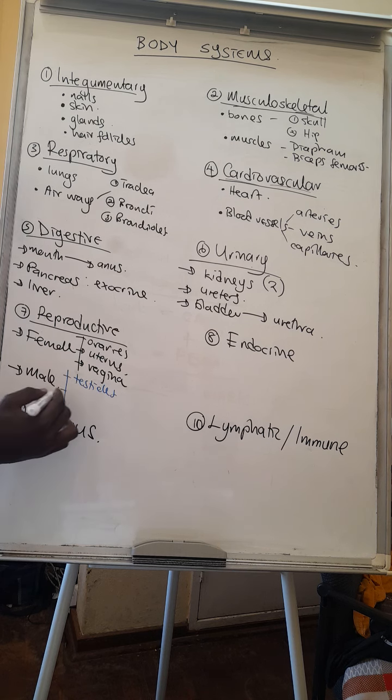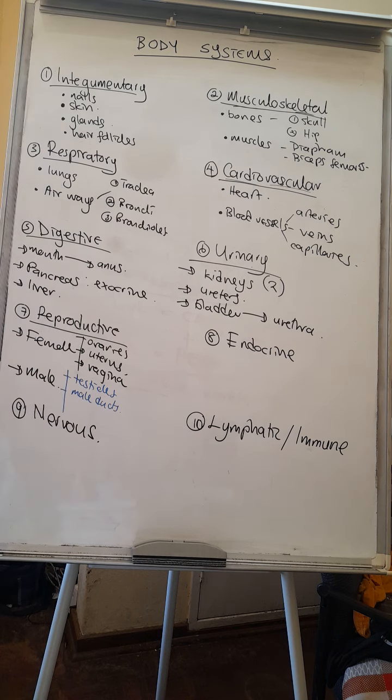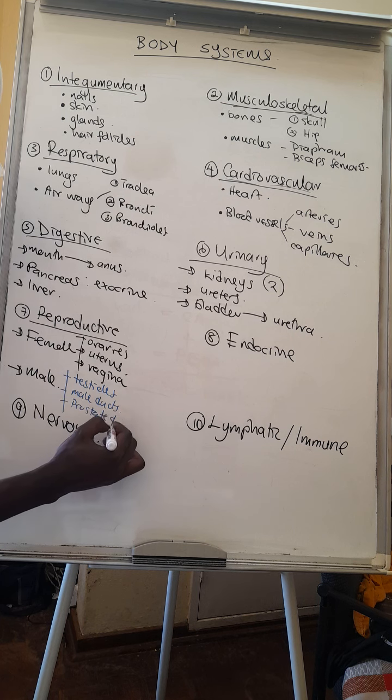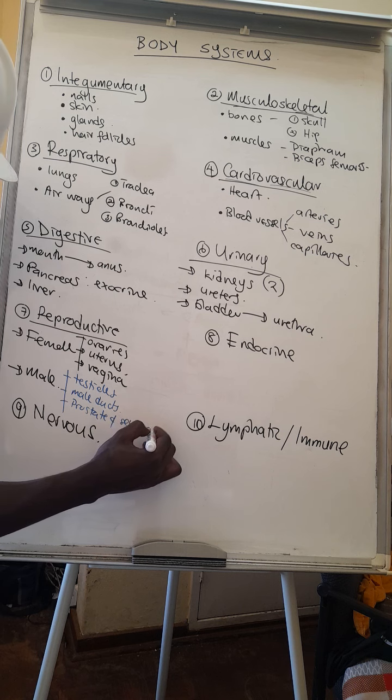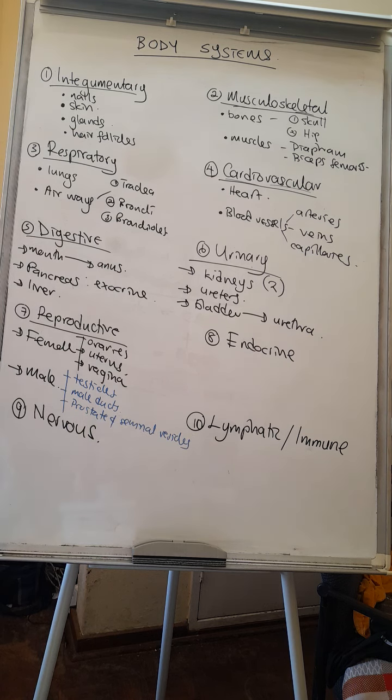And we also focus on the ducts, the male ducts. Here we're talking about the vas deferens, and then you have the prostate and the seminal vesicles. So we have the prostate and then the seminal vesicles. So that's it. Then we have the lymphatic system.